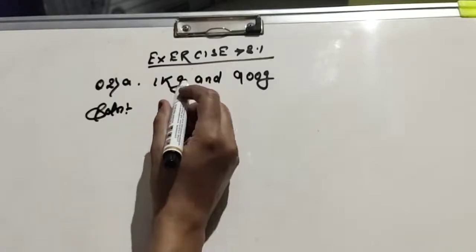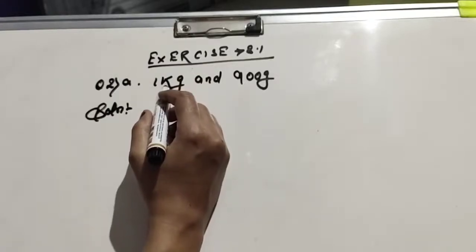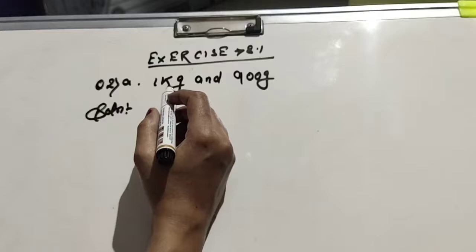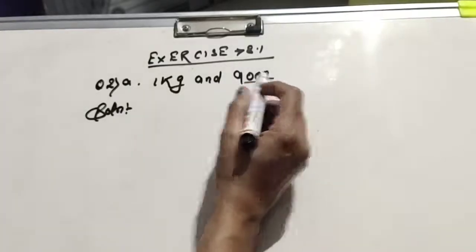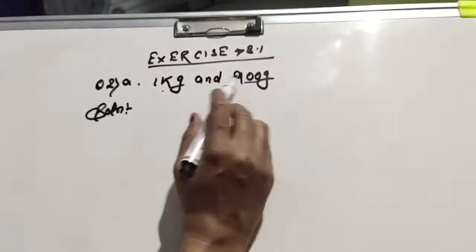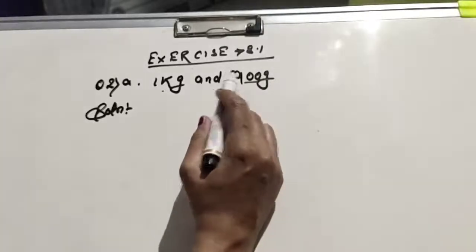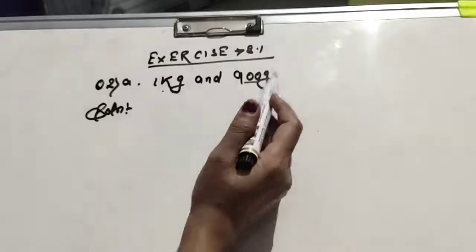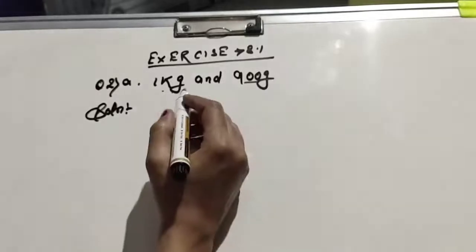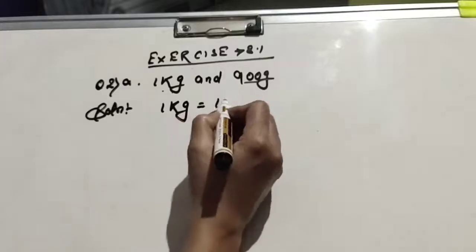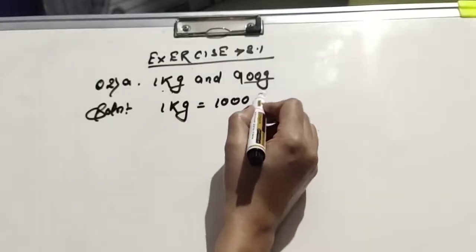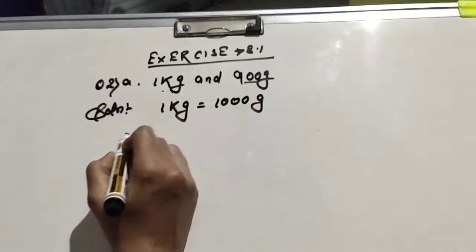Kg means kg. 1 kg is equal to how many grams? 1 kg is equal to 1000 gram. And here how much is given? 900 gram. Kg and gram are different categories, so you have to change them. Either change kg into gram or gram into kg. You just write here 1 kg is equal to 1000 gram. Clear?